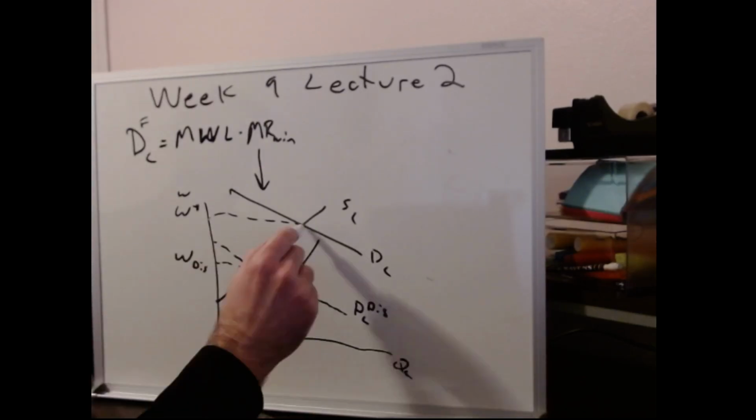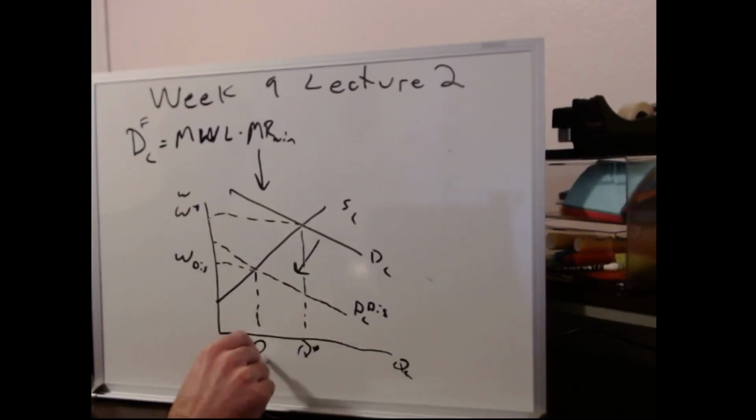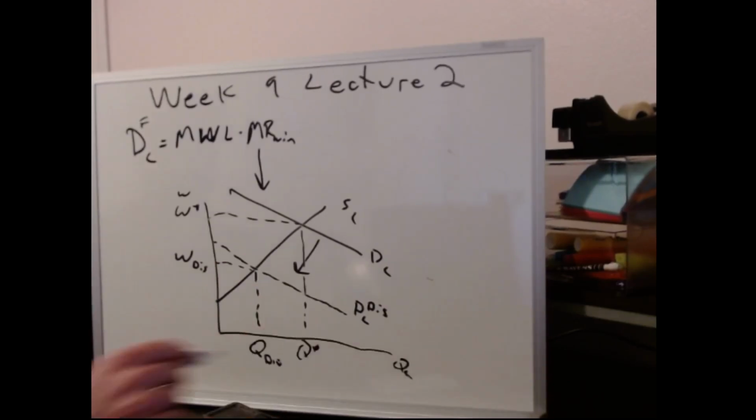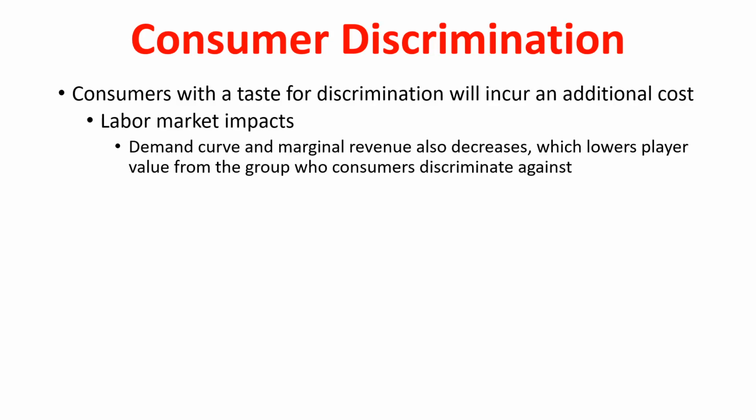And we can take it a step further. Here's Q star, here's Q with discrimination. It pushes the quantity we see of that discriminated group down lower, so there are fewer workers from whatever group is being discriminated against, or fewer players in this case. So we see labor market impacts, but what they're really coming from is that demand curve and marginal revenue curve in the product market. Whether that's tickets, apparel, or whatever product market, we might see this decrease from discrimination. Revenue and ticket prices will be impacted as well.